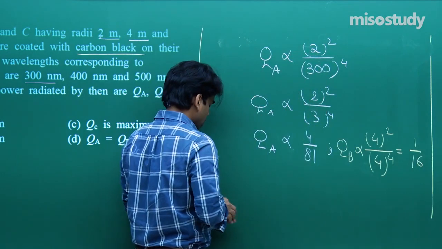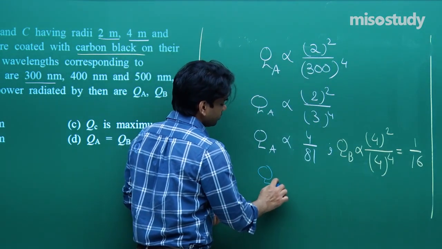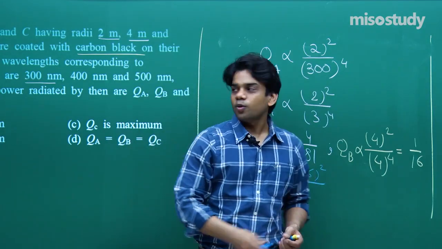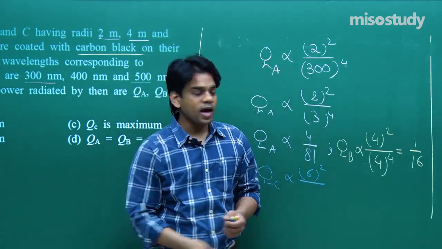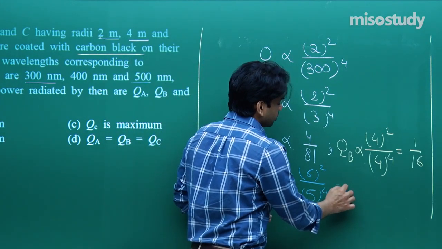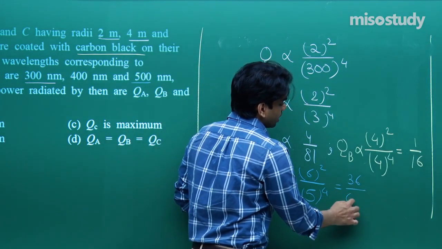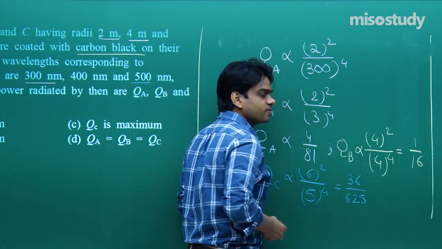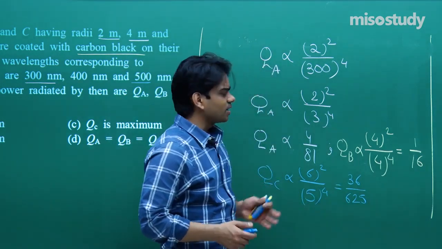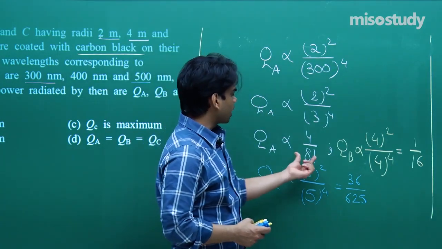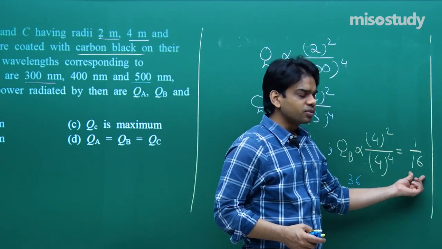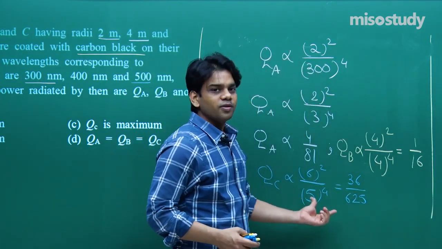Next thing, QC, in the similar manner you will have 6 whole square, and here you will be having 5 whole square, so 36 by 625. So you'll be getting this. Now clearly only the calculation part is left. If you do, this will come around 0.05, this will be around 0.06 something, and this will be 0.0575.